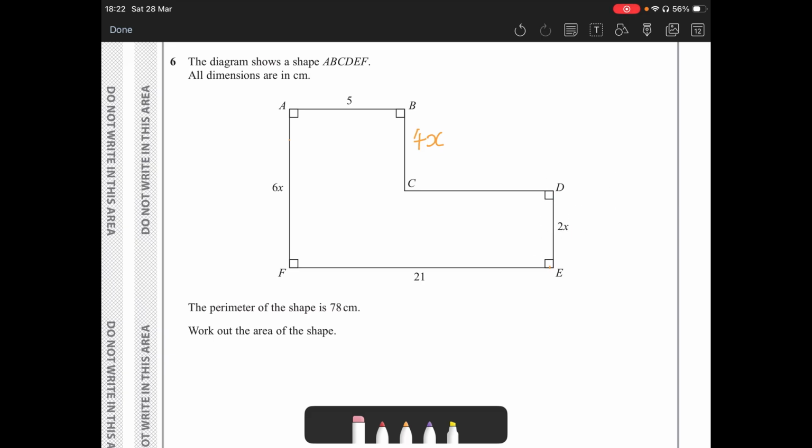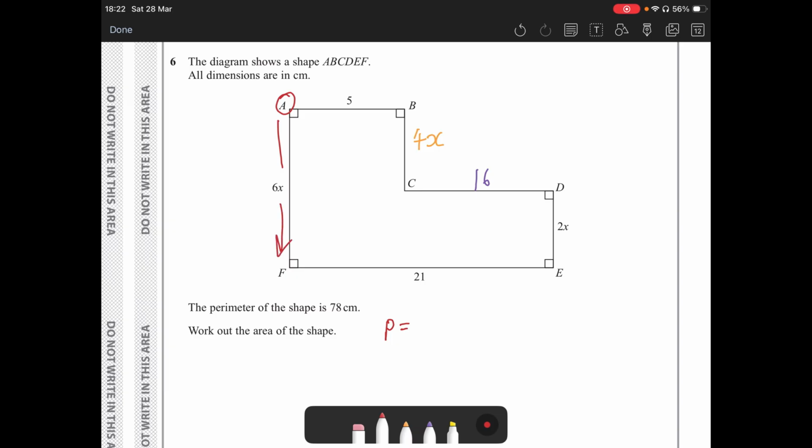So I've got 4x and 2x. And of course, if this is 5, 5 plus some number equals 21. Those two lines above are exactly the same length as the bigger line underneath. So that would be 16. So now I know all of the missing sides of this shape. So perimeter will be all of these added together. Let's just start at A and work my way around.